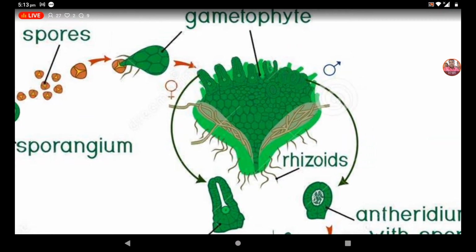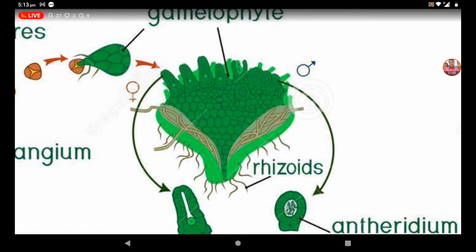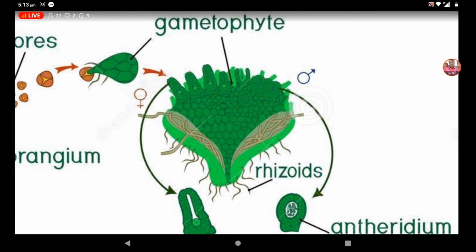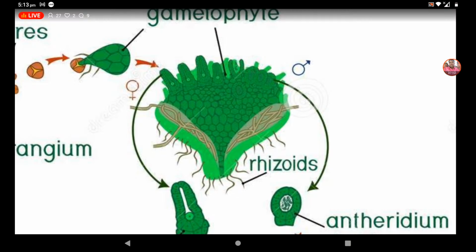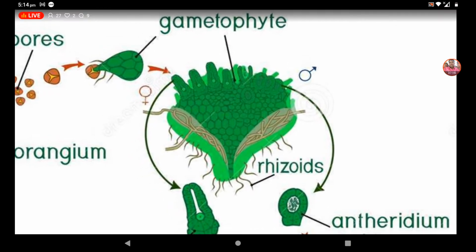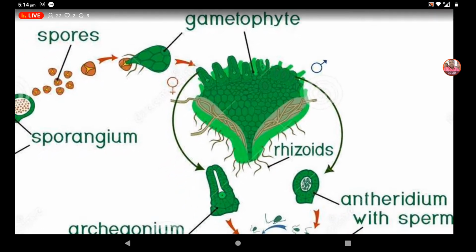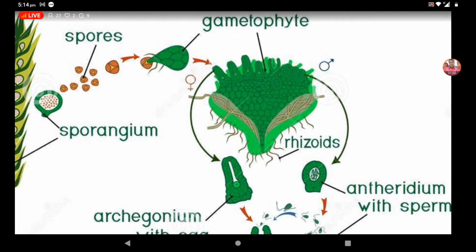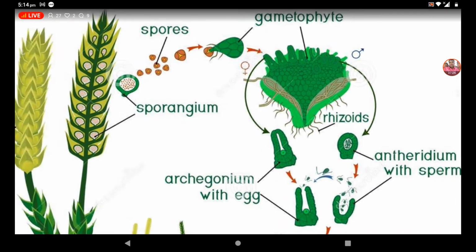The gametophyte is a green, multicellular, heart-shaped, inconspicuous structure called the prothallus. The prothallus exhibits rhizoids for anchorage and absorption of water. This prothallus can be seen as a male and female structure. If both antheridium and archegonium appear on a single thallus, it is called monoecious.